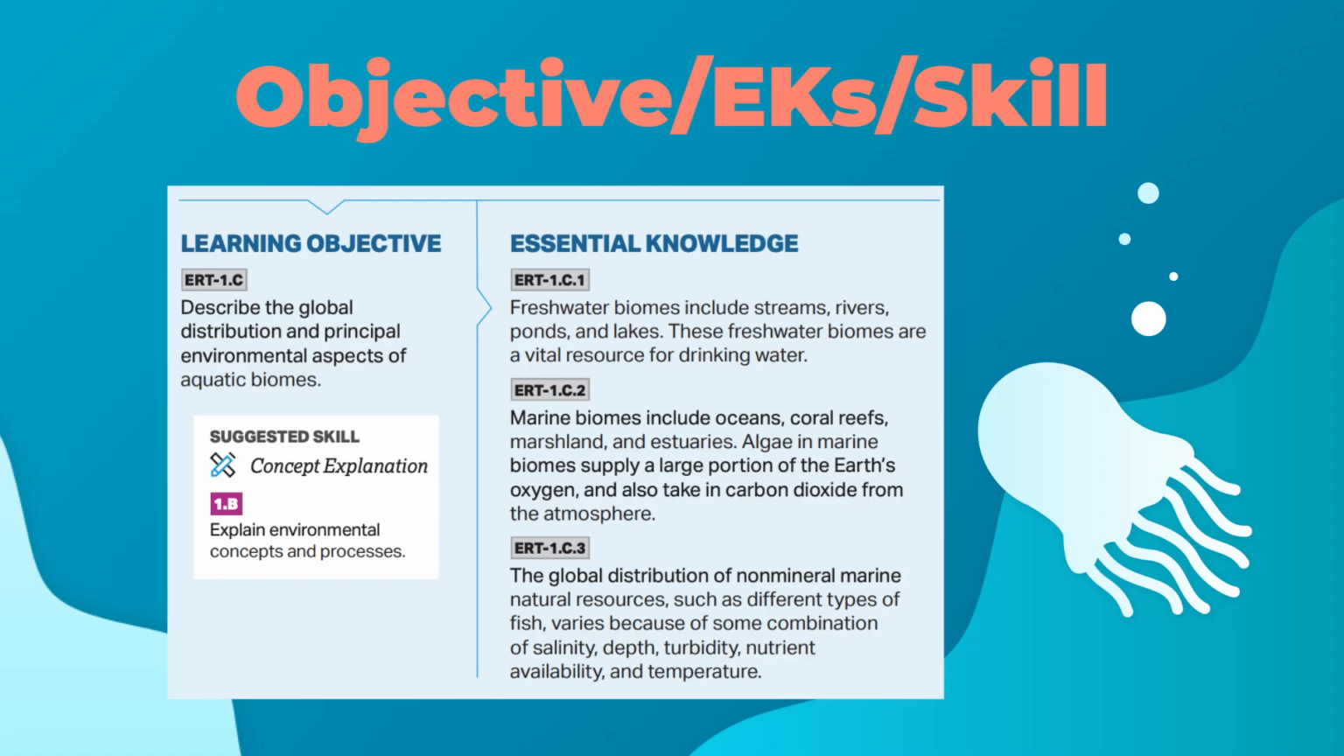We will look at different freshwater biomes and how they're an important source of drinking water. And we will also look at different marine biomes, which means ocean-based biomes, and we'll look at how they're an important supply of oxygen globally and an important sink for carbon dioxide globally. Finally, we'll practice explaining an environmental concept and process as our suggested science skill.